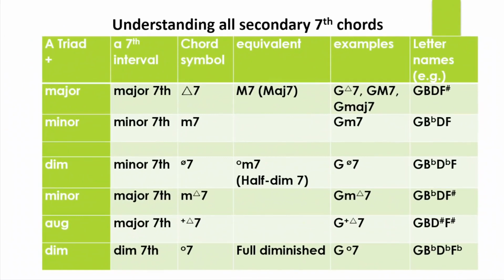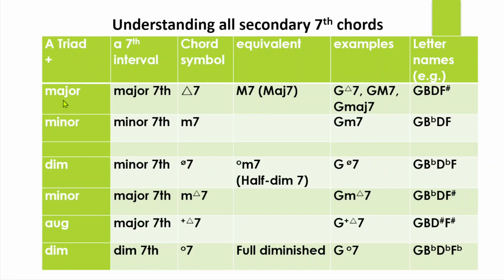Let's look at this table. On the left-hand column, they are all triads. Combined with a 7th interval on top, will make the secondary 7 chords, and they have chord symbols. Sometimes there are equivalents for these chord symbols, and we'll take G as the root of these secondary 7 chords, and we'll name all the chord tones here.